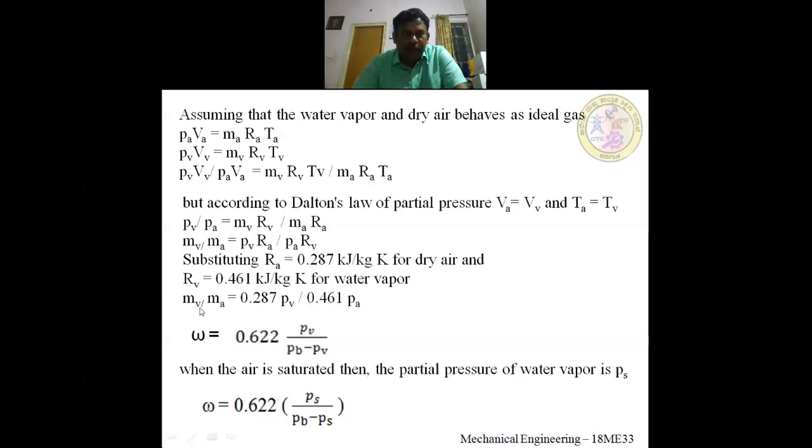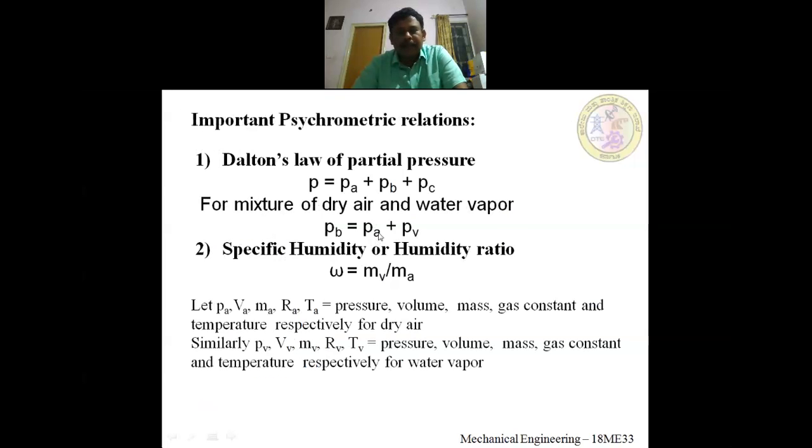Mass of water vapor by mass of dry air is nothing but what? Omega, specific humidity. It is equal to 0.622 × 0.287 by 0.461. If you simplify, you are going to get 0.622 PV by PA. What is PA? Okay, here we have written what PA is. It is nothing but PB minus PV.